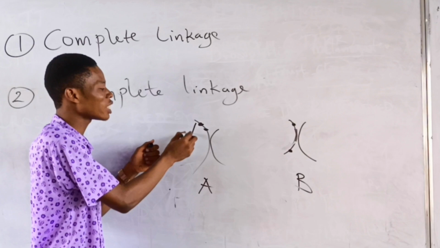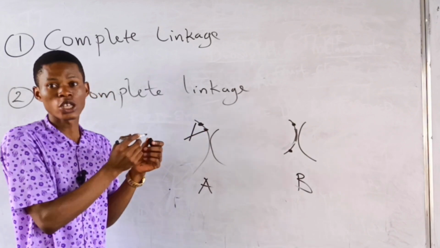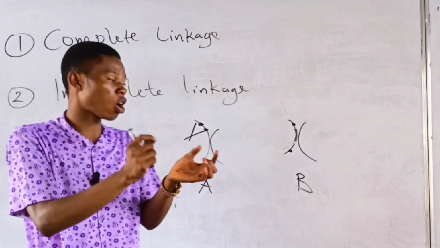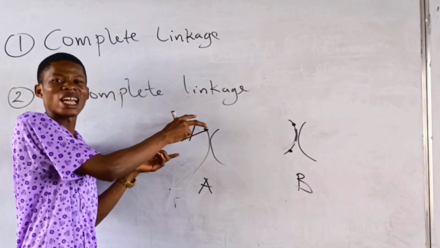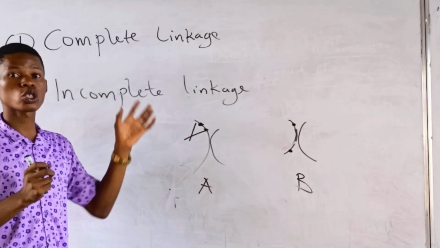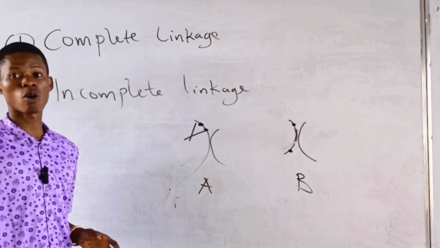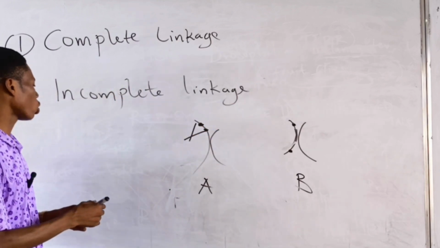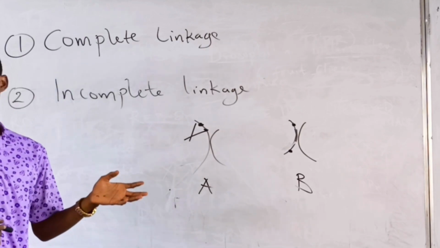Now, in complete linkage, the genes are located very close to each other, and so they are always inherited together. There is no recombination. There is no mixing of genetic material. They are always inherited together because they are very close to each other. That's complete linkage.